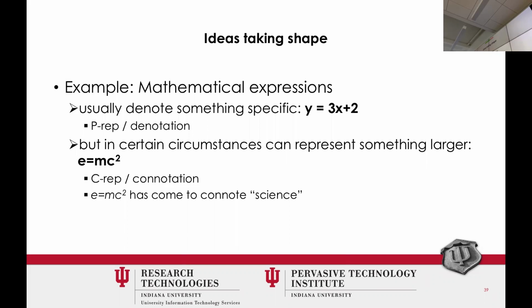But we can take this same notion, a mathematical equation, like E equals mc squared, and for most of the times you see that, it doesn't mean energy equals mass times the speed of light squared, right? It means science, right? Or smart person. And so that's really what people are trying to say when they put this on a poster or something like that. They're not usually talking about the general relativity.